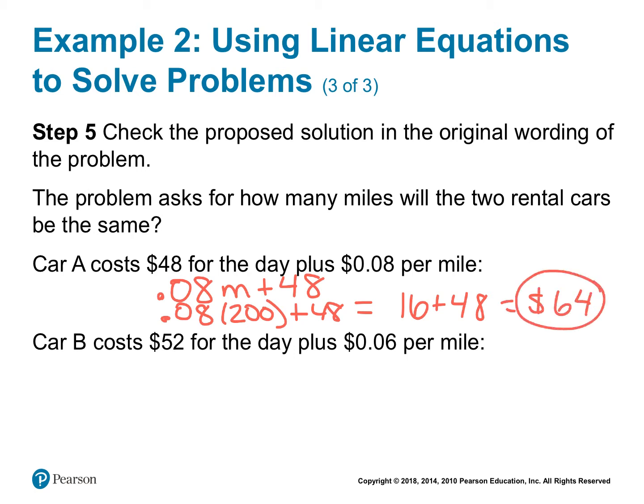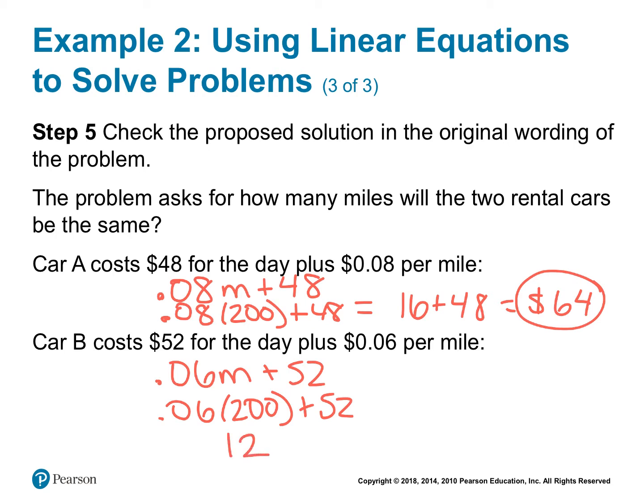Car B was 0.06 per mile, sorry, plus 52. So if I plug in 200 for my miles and add 52 to that, we hope that we get 64. If not, we're going to know right away we did something wrong. So that's 12 plus 52, which is also $64. So at 200 miles, both the cars will be $64. So we know that we did our question correctly.